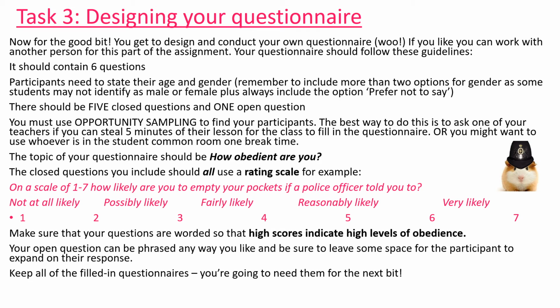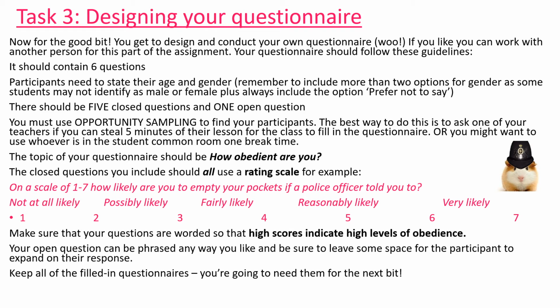So the topic of your questionnaire should be, how obedient are you? We've already started our work on obedience, so this fits in beautifully, right? Don't ask them any technical questions about agentic state and autonomous state, because unless they're psychology students, they won't know what on earth you're talking about. Keep it really simple and straightforward. You could contextualize it. It could be something like, how do you respond to a uniform? Or it could be, how obedient are you to your parents or your teachers? Or how obedient are you in public or in private or whatever? But you can keep it general. How obedient are you, if you like?